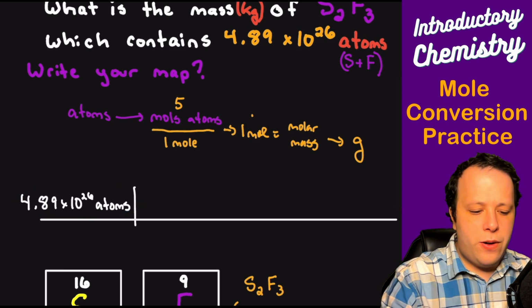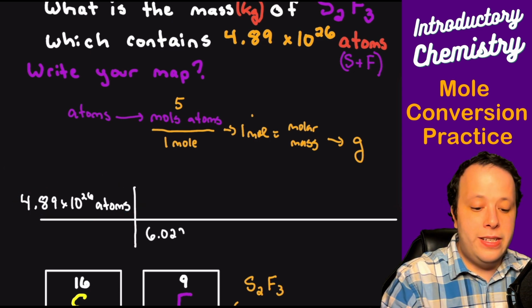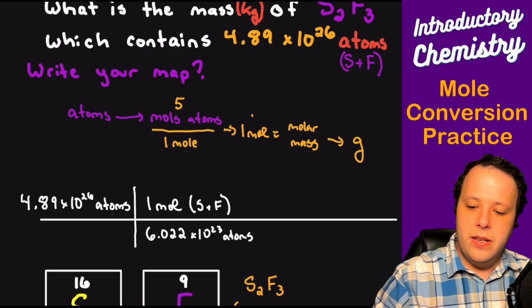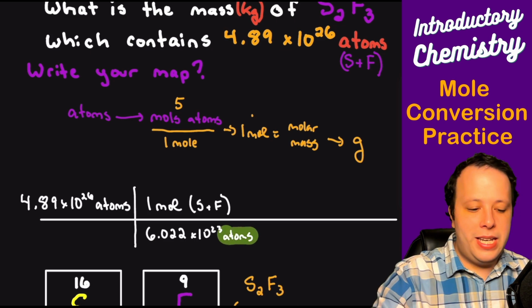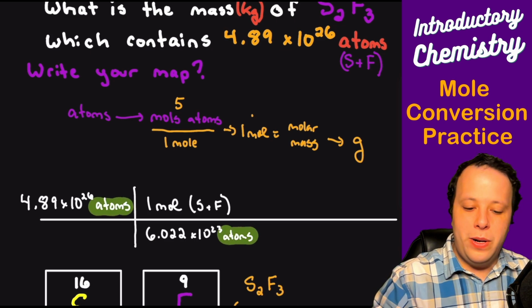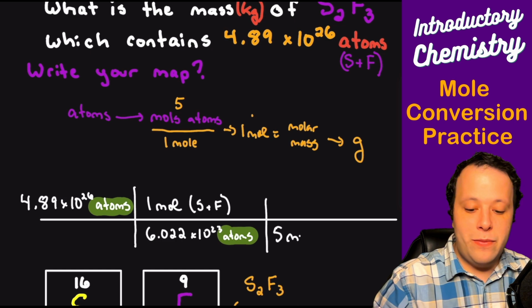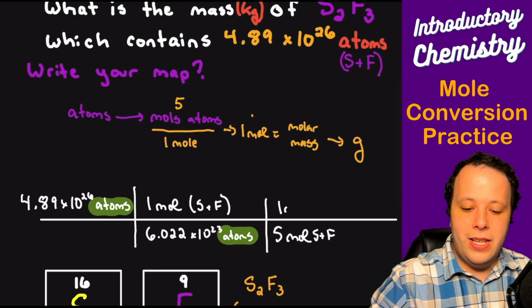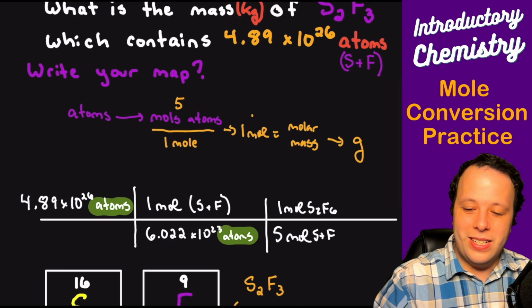So we have our Avogadro's number, which is going to go in the denominator here to cancel out atoms. And that is equivalent to 1 mole of S and F. Okay, now that atoms cancels atoms, we have 5 moles of S and F, and that was from our different subscripts here. And that's equivalent to 1 mole of S2F6, not 3. So that's our molecule, and we can see that those units also cancel, right?